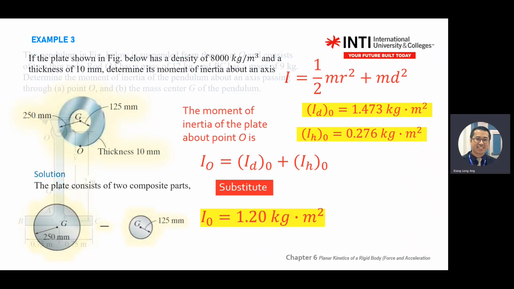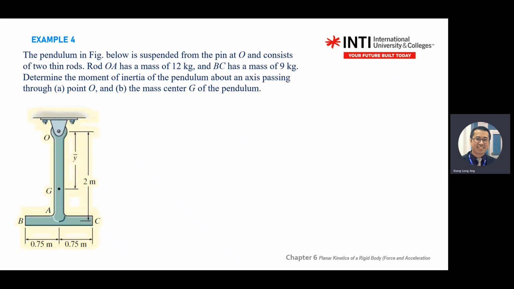Okay, then we take what we learned in chapter 3, in example 3, we look at a more complex one. Actually, the same concept. Right? Don't be fooled by the question. Actually, very easy. So far, you only see 2 equations: I equal to Ig plus md squared, and then the other one you refer to the table. Okay, here you see a pendulum. Looking at the diagram, what shape do you see? You see a rod and a rod. Right? So you go to the table, you only look at the rod.